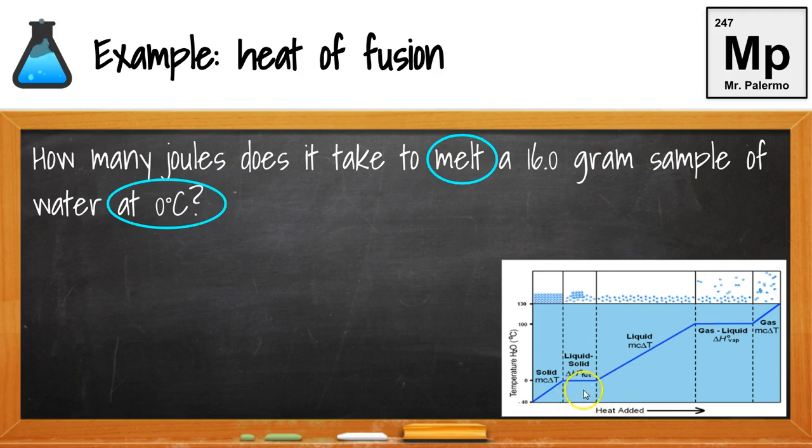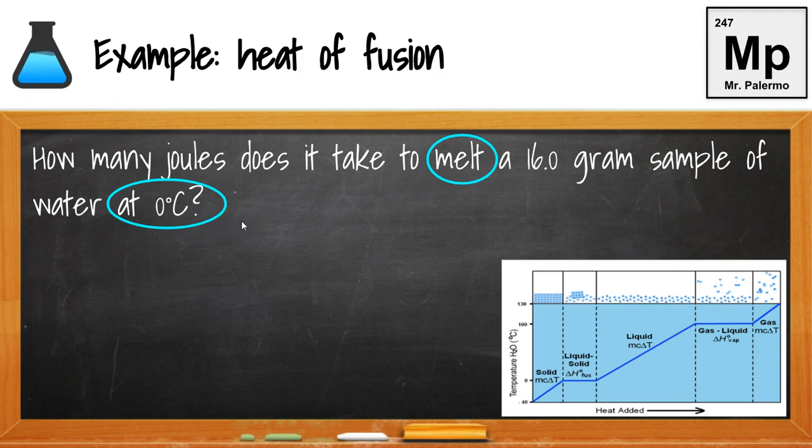So for water at 0 degrees Celsius, that's the melting freezing point. That's that phase change, and so that's our telltale sign. We don't see a change in temperature, so it can't be mc delta T. And we're not talking about when water boils at 100 degrees Celsius. And so the strong indication are these two things here, melt and at 0 degrees Celsius. Whenever you see those, we're going to use our Q equals MHF.